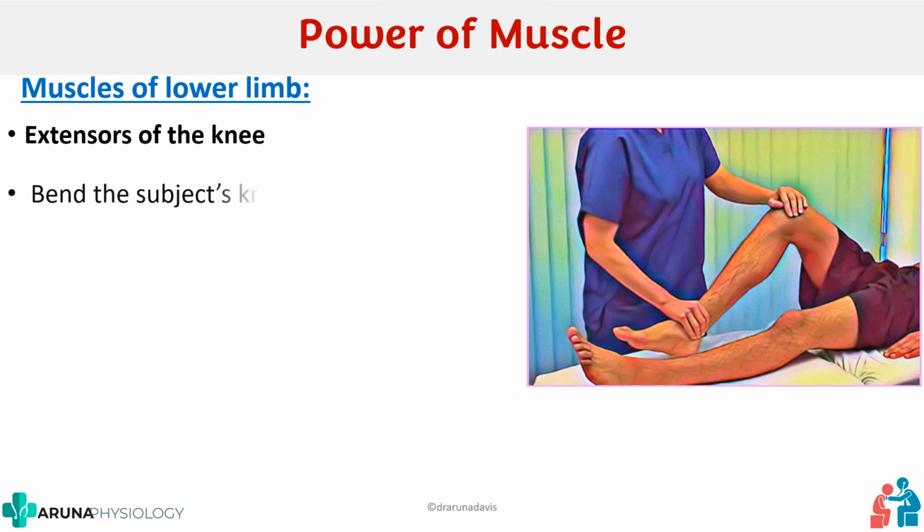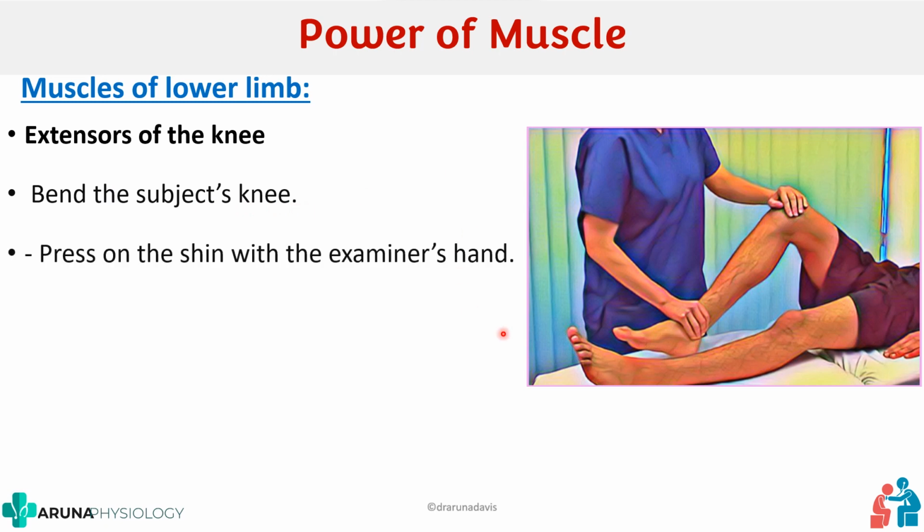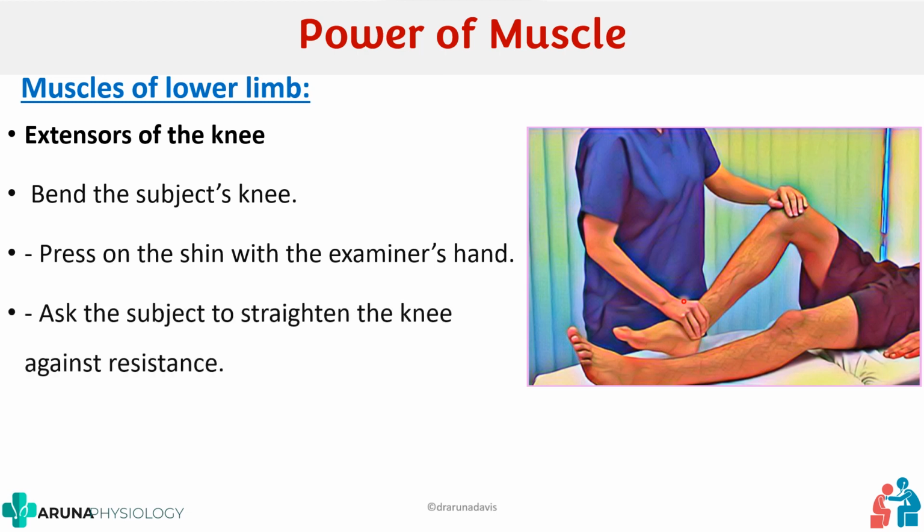Okay. So here first you ask the subject to bend the knee or flex the knee, and then you apply resistance over the shin of the subject's leg. See, on the shin of the subject's leg you apply resistance and then ask the subject to extend the knee against resistance. Okay, so if you know the basic concept of how we test the power, then this will be easy, otherwise it will be confusing. So here first flex the knee, apply resistance, and then ask the subject to extend it against resistance.